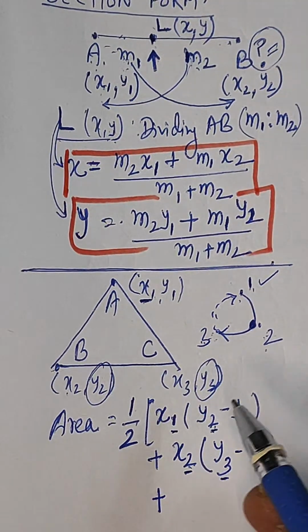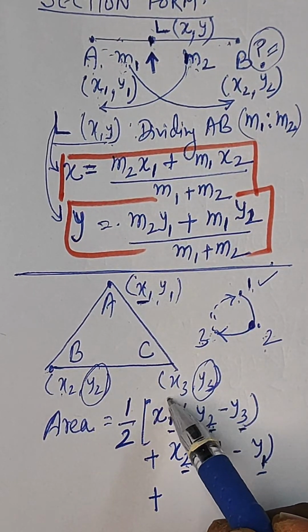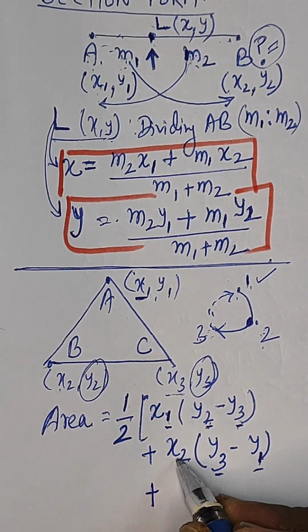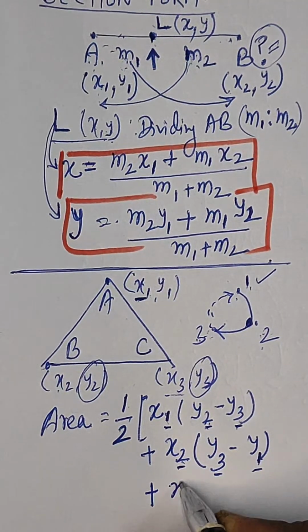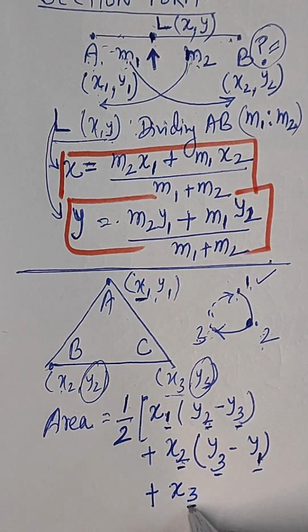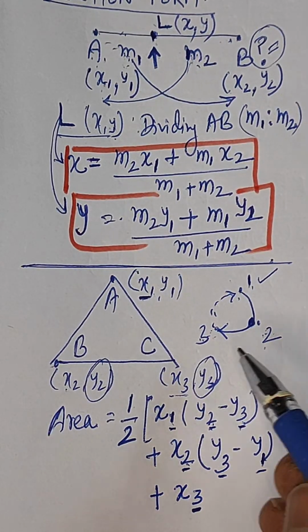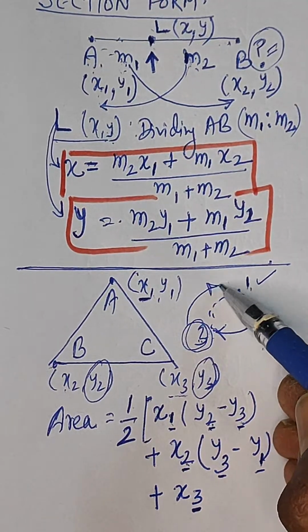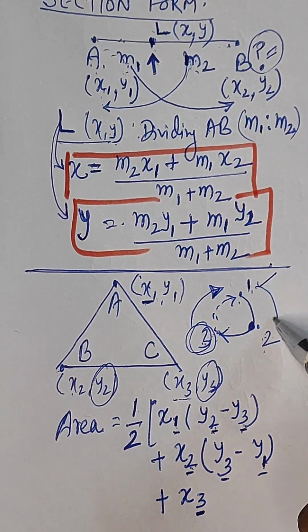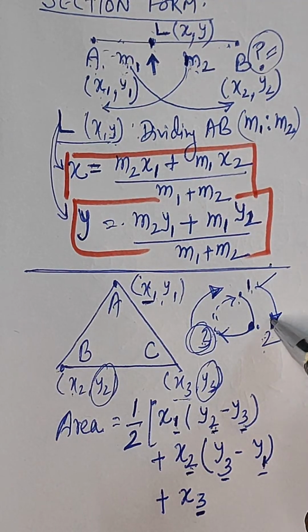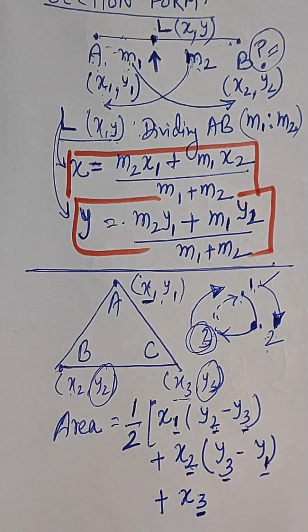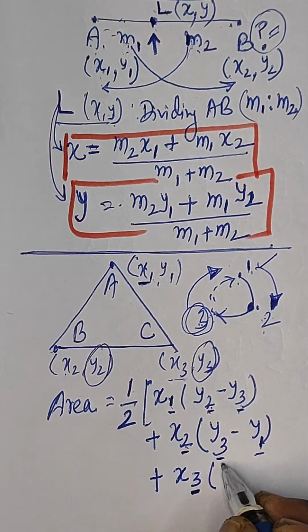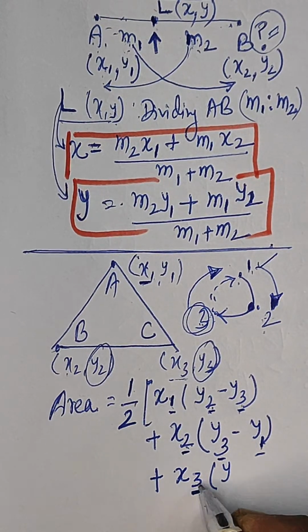Now go to the third coordinate. If you're taking the third one, just take x3, because x1 and x2 are already taken. So it will be x3. You can see this 3, right? If you are standing on 3, then the next sequence will be, after 3 it will be 1, and after 1 it will be 2, right?